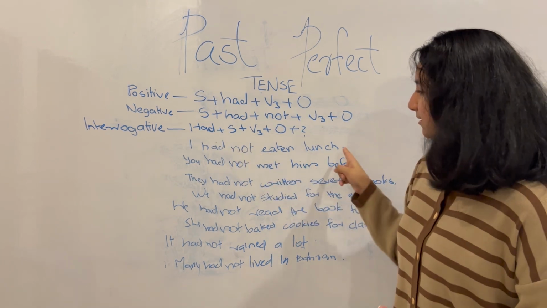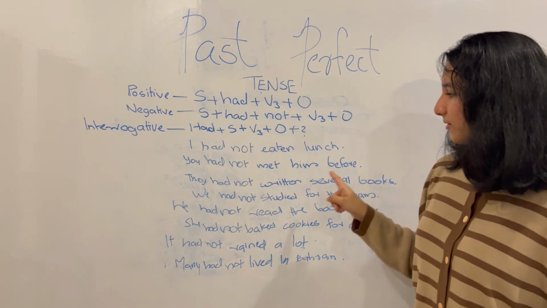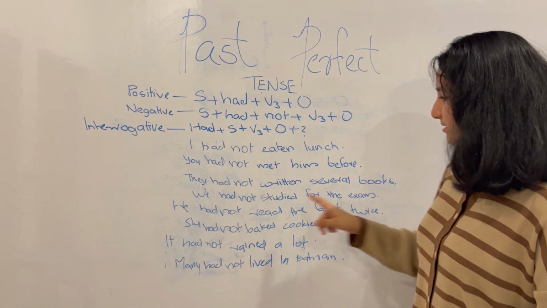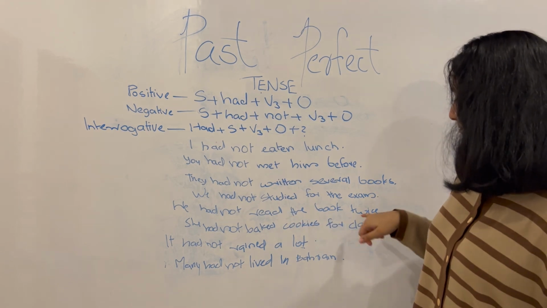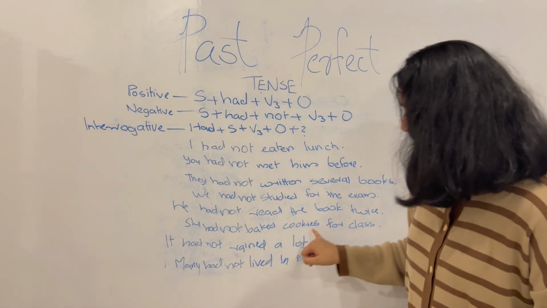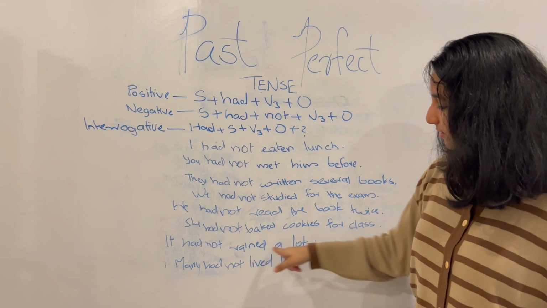I had not eaten lunch. You had not met him before. They had not written several books. We had not studied for the exam. He had not read the book twice. She had not baked cookies for class. It had not rained a lot.